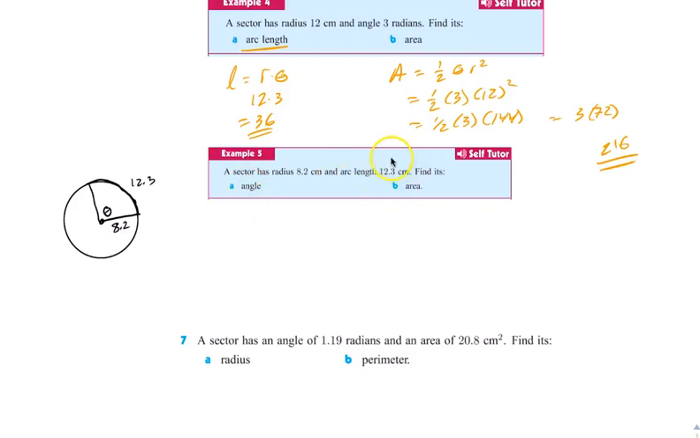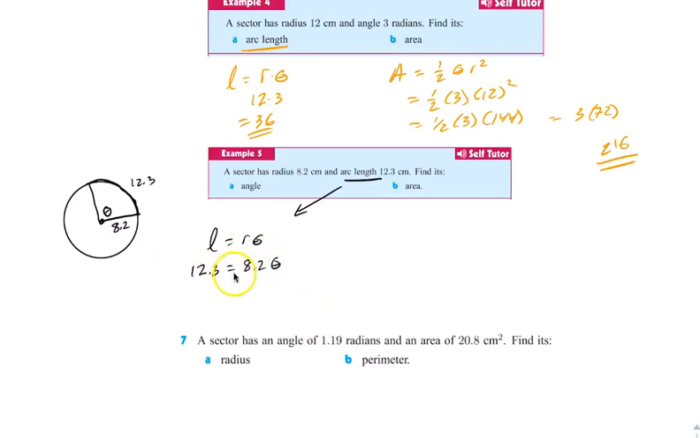We have the arc length, so let's use that formula to find the angle. L equals r theta. What do I have? I have the L, 12.3. I have my r, 8.2. But I don't have my theta. I do not have my angle yet.